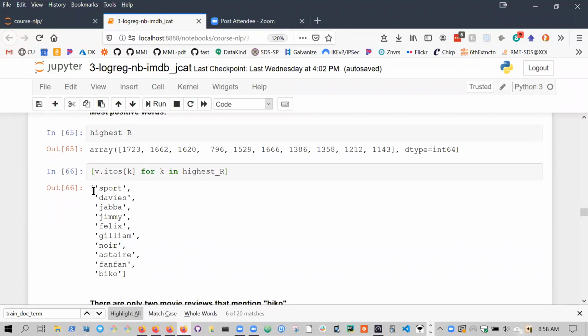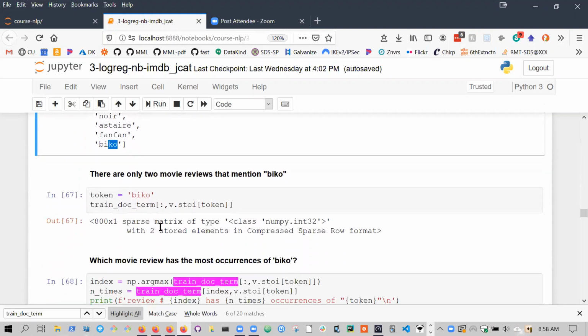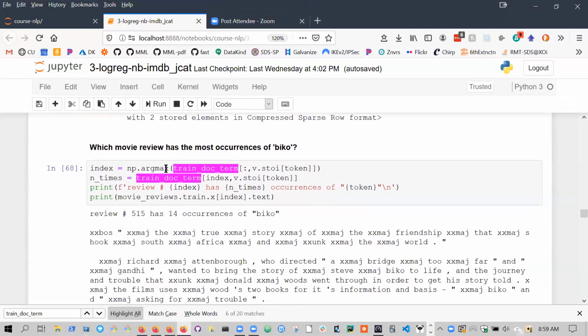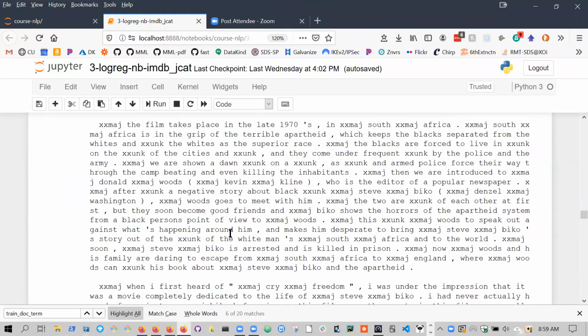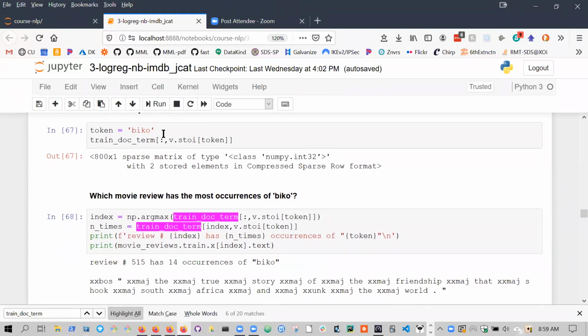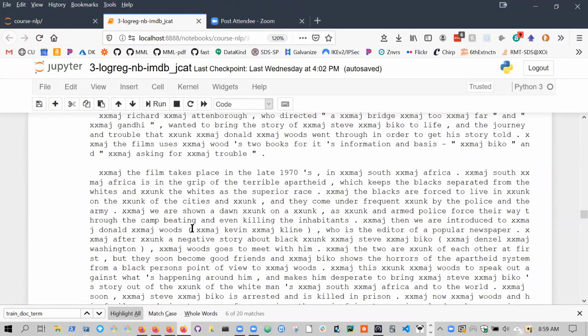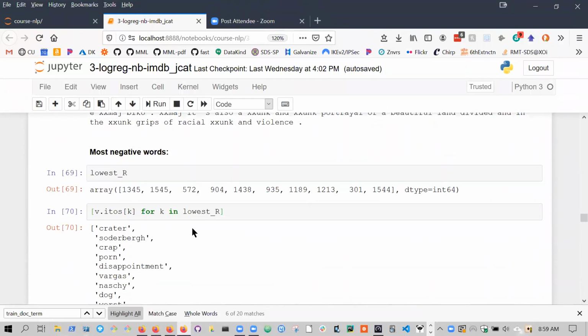Some of them are incomprehensible to me. I guess Jabba is Jabba the Hutt that appears in Star Wars, so that's that. Astaire, noir. People like noir movies. People like Fred Astaire movies. People like sport movies. I'm not sure why Biko stood out. That's weird. What movies? Okay, then we just go through a little exercise of looking into which movies have Biko in them and so on. It's just a little exercise in curiosity.